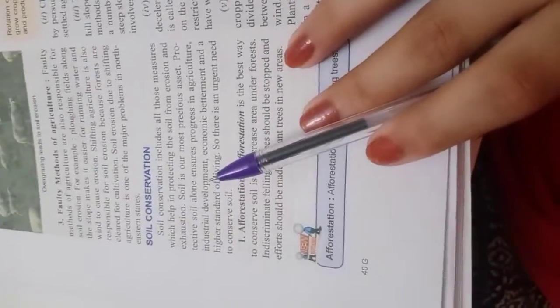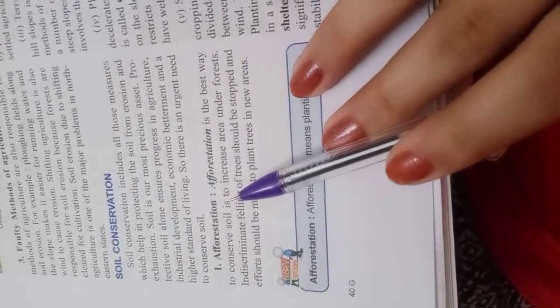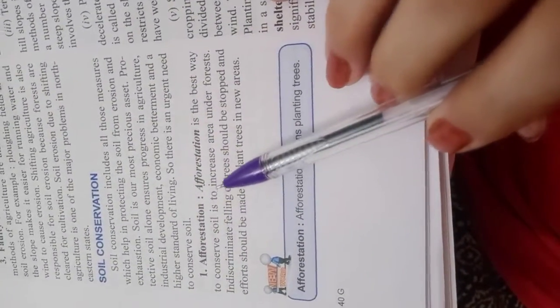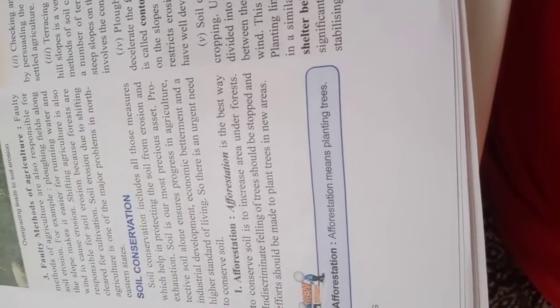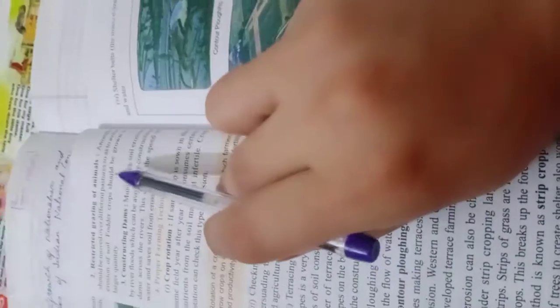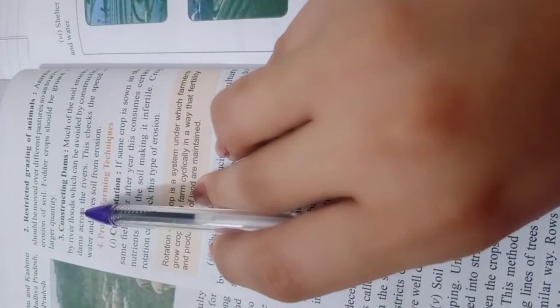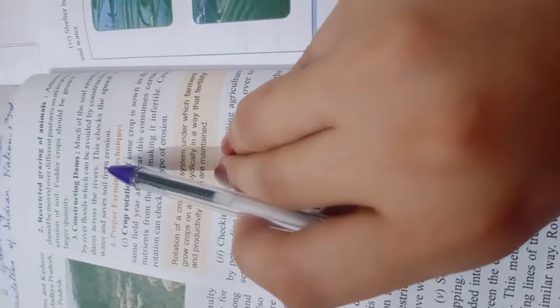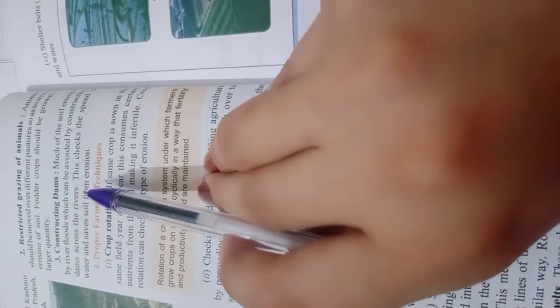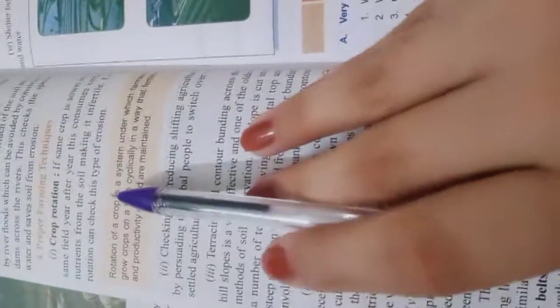Next is soil conservation. When we are talking about soil conservation, first is afforestation. Afforestation is the best way to conserve soil. Afforestation means to plant more and more trees, right? So if we plant more and more trees, what will happen? The roots will hold the soil and it will be less prone to erosion. Next is restricted grazing of animals. When we are grazing the animals, there has to be a restricted area that has to be taken into account. Then constructing dams. By constructing dams, the river flow can be stopped and water erosion will be stopped.